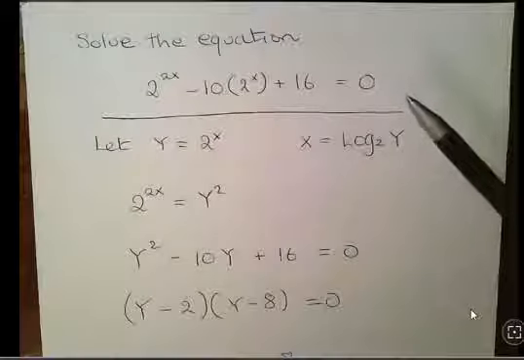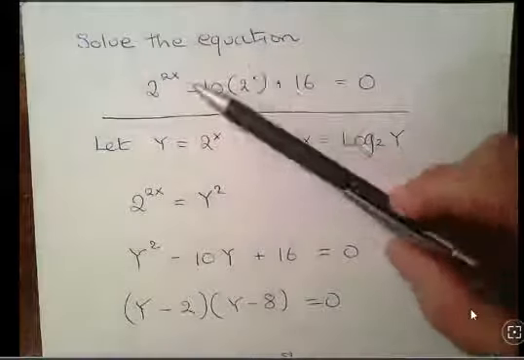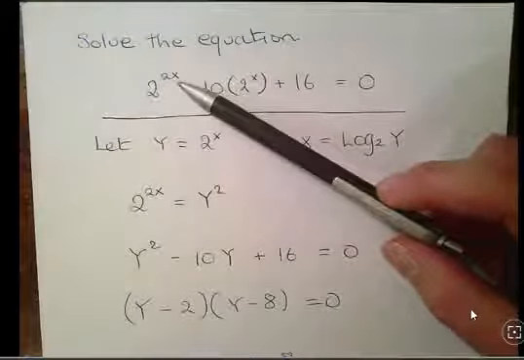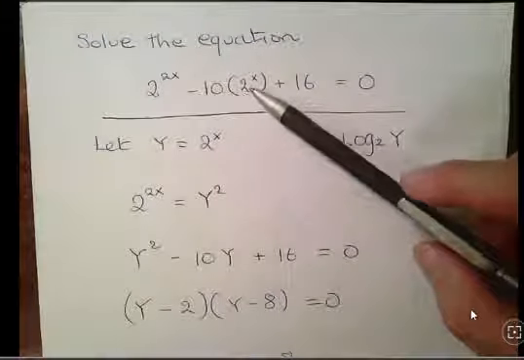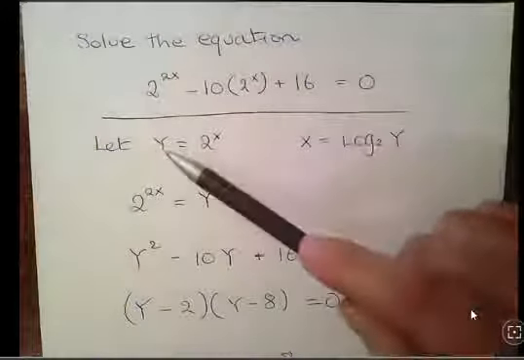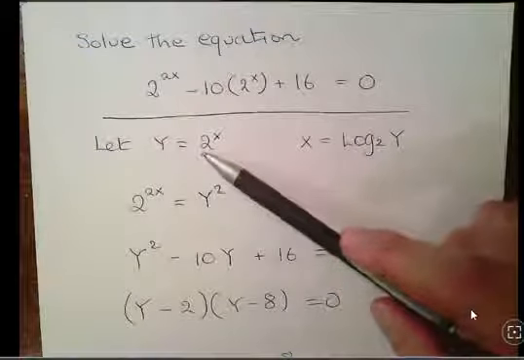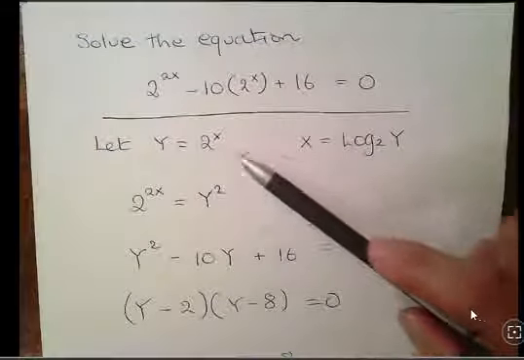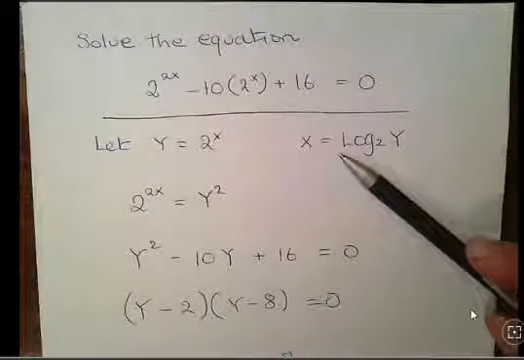Okay, two short ones to start off this tutorial sheet. So first off, what we're going to do here is solve 2 to the power of 2x minus 10 times 2 to the x plus 16 equal to 0. So what we're going to do here is let y equal 2 to the x. And as a consequence of that, x is equal to log of y to the base 2. Just remember that for later on.